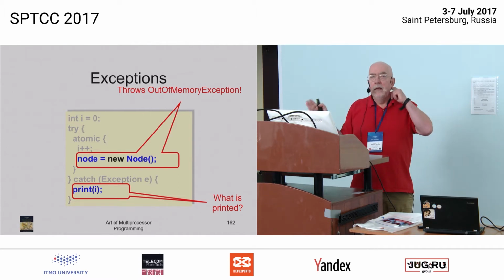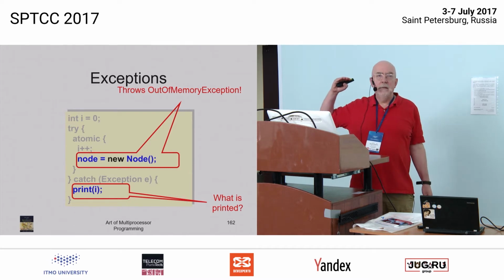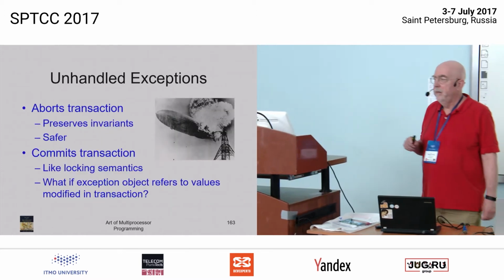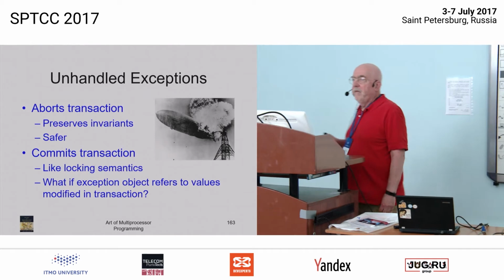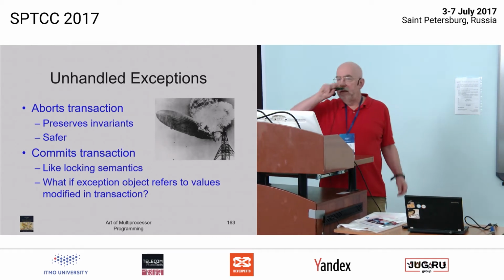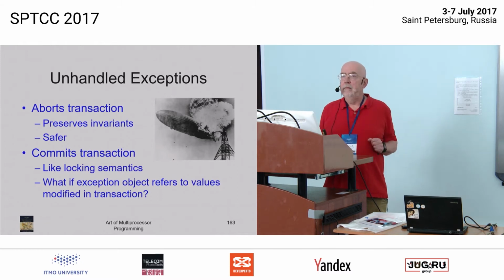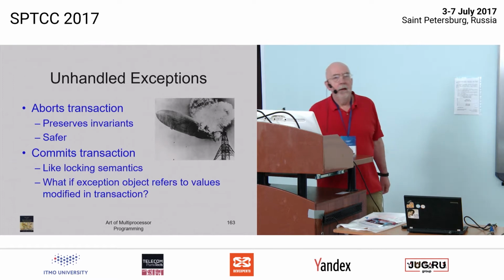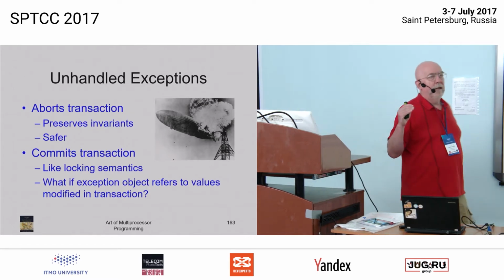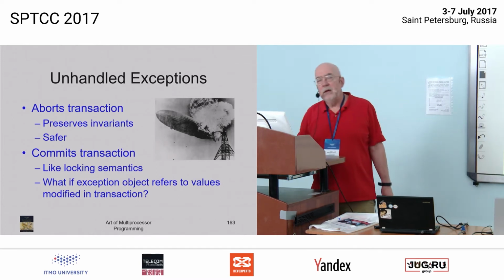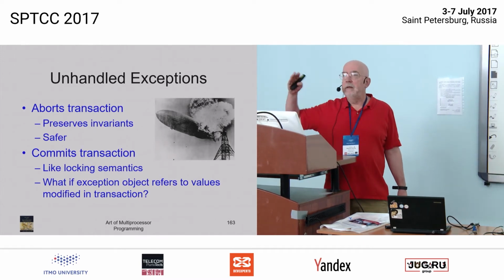You can say it should abort the transaction because this was clearly not expected. And if I have an unhandled exception, then something has gone terribly wrong. The least you can do is restore the invariants, restore a consistent state, and then try to handle things. Another approach is to say, well, an atomic block should look like a critical section. And if you throw an exception inside a critical section, it doesn't undo the effects of the critical section.